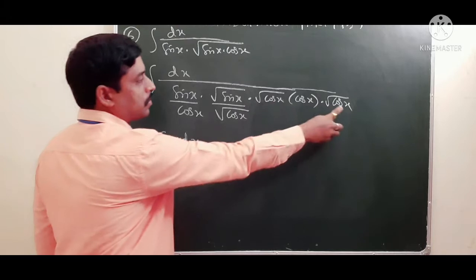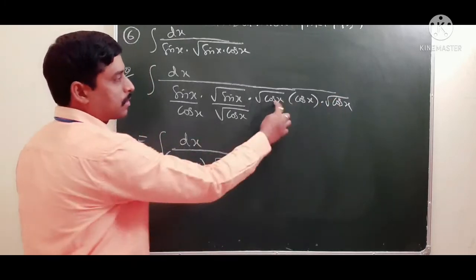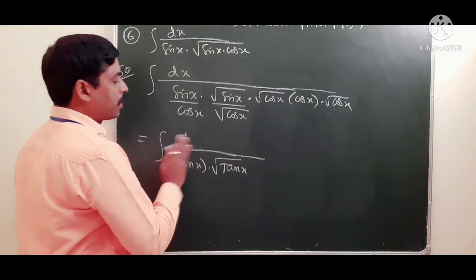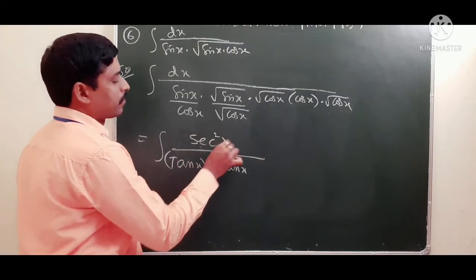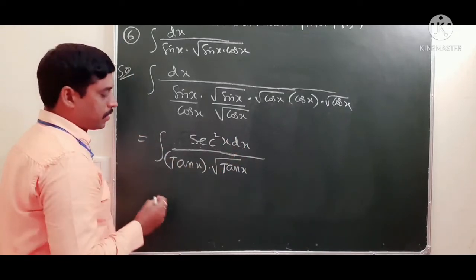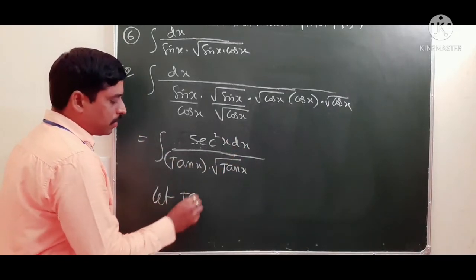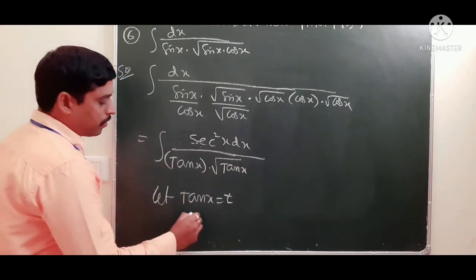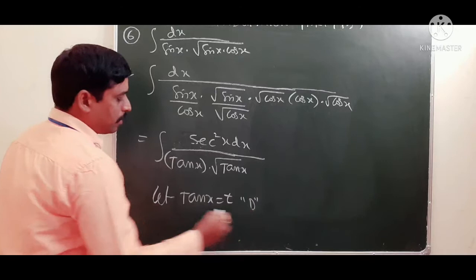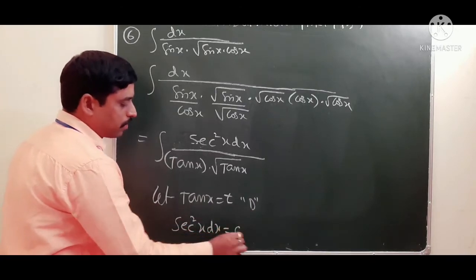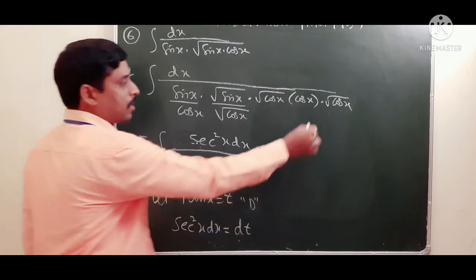So root cos x into root cos x is cos x, cos x into cos x is cos square x. So 1 by cos square x is nothing but secant square x. So let us take tan x is equal to t. Now take the derivative on both sides. Derivative of tan x, we get secant square x dx is equal to dt. Okay, clear?